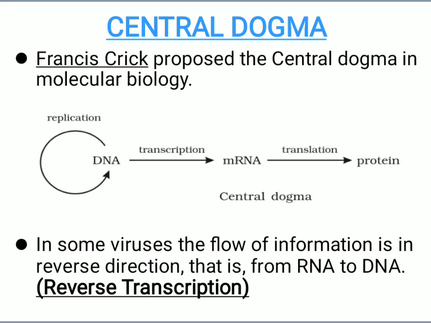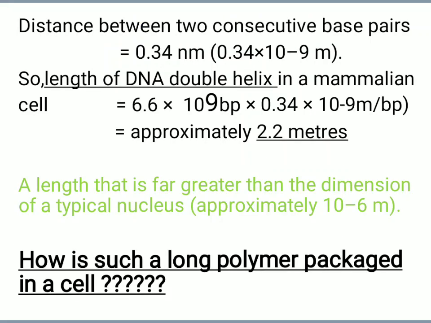Okay, so before moving to the next topic, packaging of DNA helix, let's calculate the length of DNA double helix in a mammalian cell. And we can calculate it simply by multiplying the total number of base pairs with the distance between the two consecutive base pairs. And this length comes out to be approximately 2.2 meters. So now the question is, how is such a long polymer packaged in a cell? So let's talk about the packaging of DNA helix in prokaryotes as well as in eukaryotes.